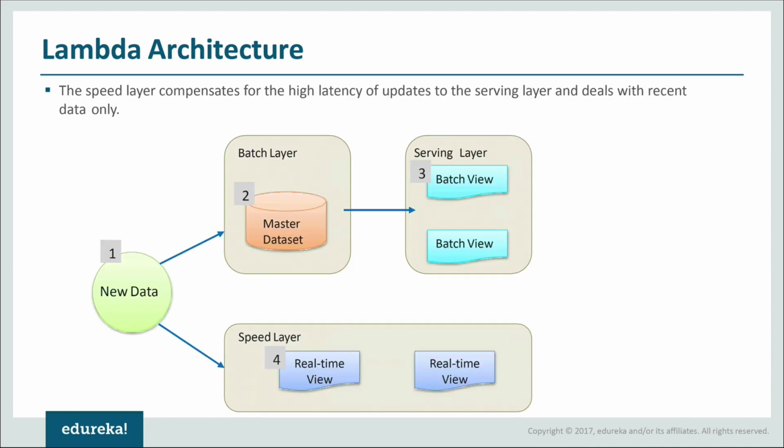Now let's talk about the speed layer. The speed layer compensates for the high latency of updates to the serving layer and deals with recent data only. The speed layer will only work with the recent data. As I told you about the rolling window, your speed layer will only work on the data that you collected after the pre-computed view, so that you don't have cross-cutting data.